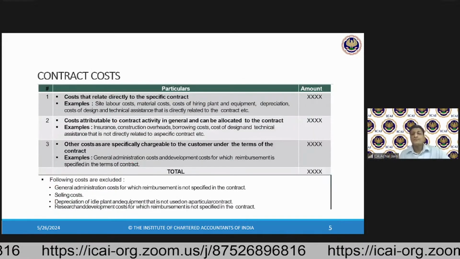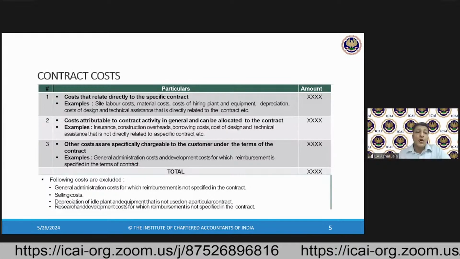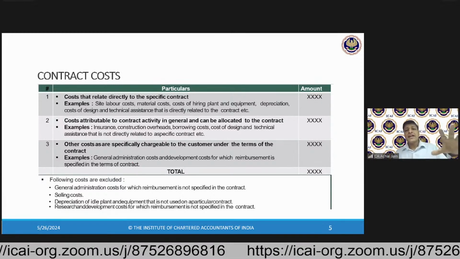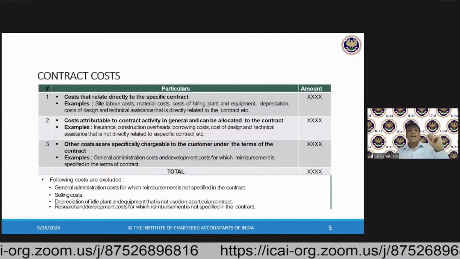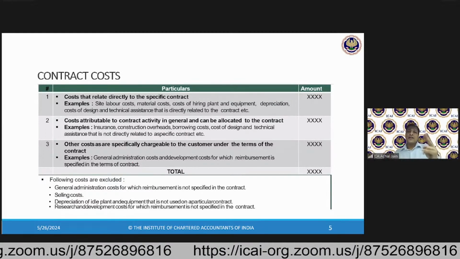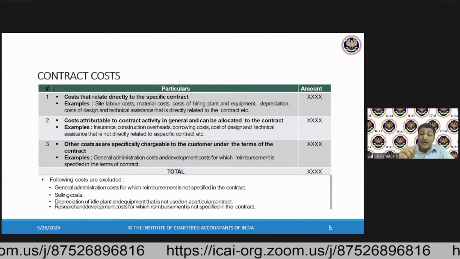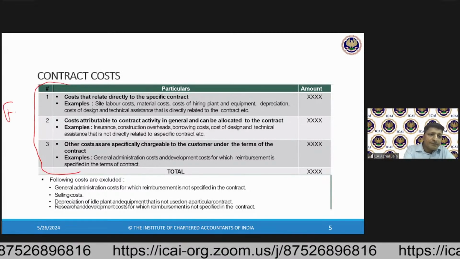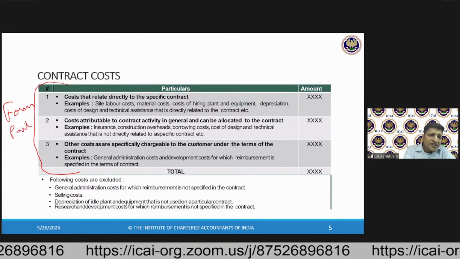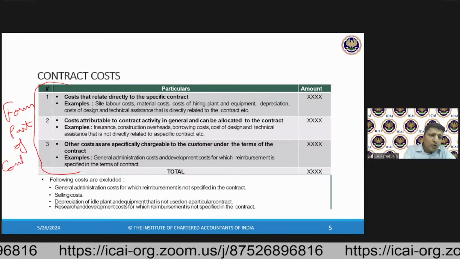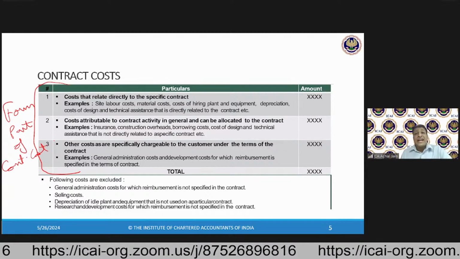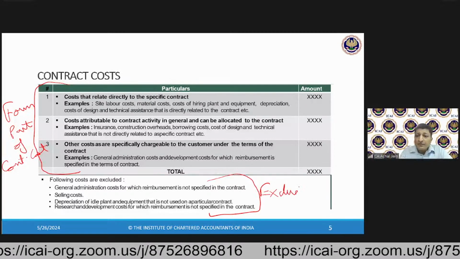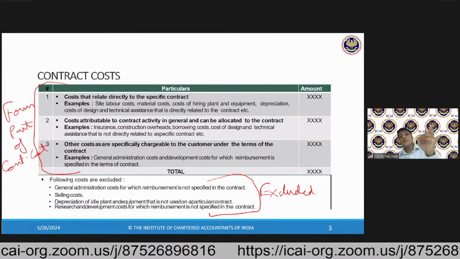Okay, now let's talk about the contract costs. Now contract costs could again be segregated into various types, but I would just simply say there are two broad categories we need to consider. One category of cost is that cost which will form part of the contract cost. Okay, so this is the category which will form part of the contract cost. And the other category is what? Which will not form part, means which will be excluded from the cost of the contract.